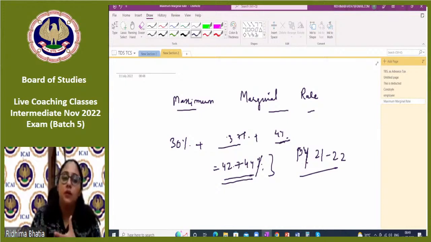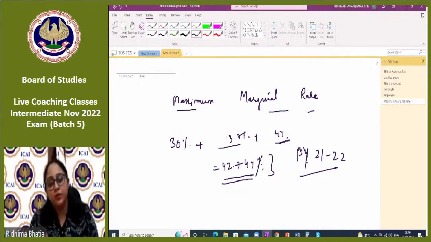If in the coming year the surcharge rate goes to 40%, then it will be 30 plus 40% plus 4%, 43.68%. So a bit 37% was not there and your 15% was the maximum surcharge rate. 35.88 was the maximum marginal rate. But previously 21-22 के लिए maximum marginal rate is 42.744%. Every year the maximum marginal rate will change depending upon the tax rates which are going on. Okay.